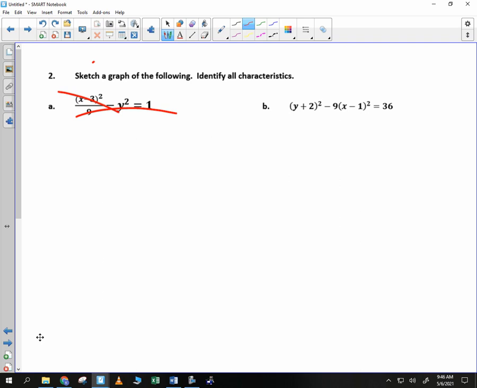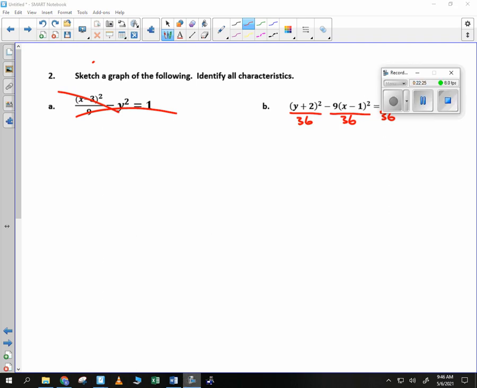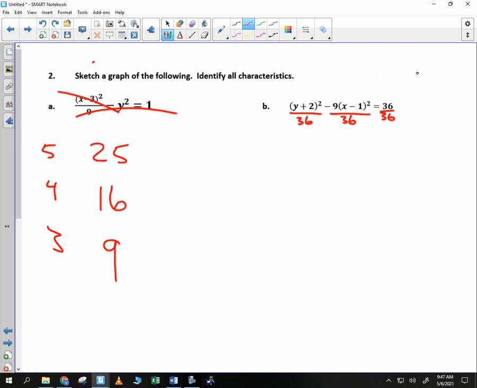What to do? 5 by 36. Love 36. Such a great number. Well, it's 4 times 9, right? And 4 is a perfect square, 9 is a perfect square, 36 is a perfect square. Numbers are awesome.